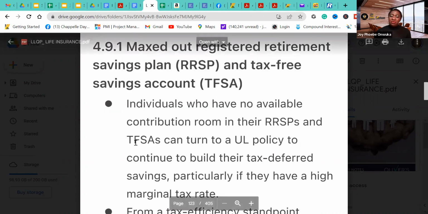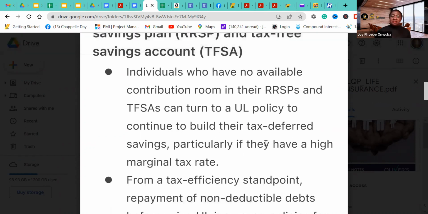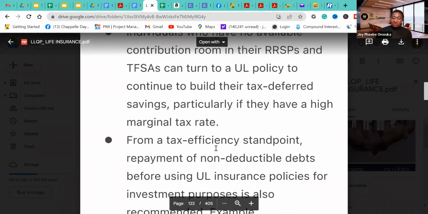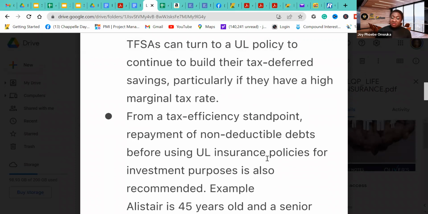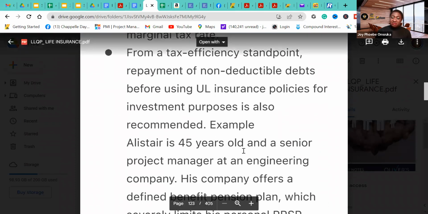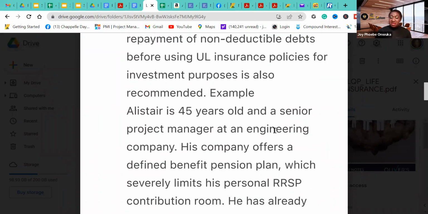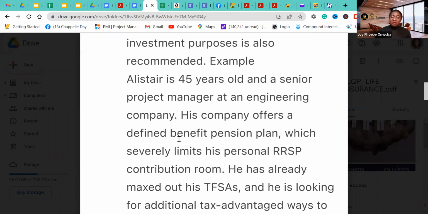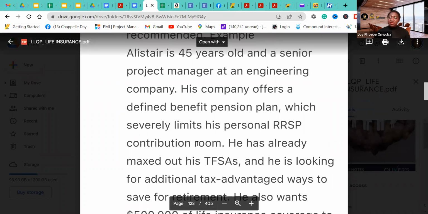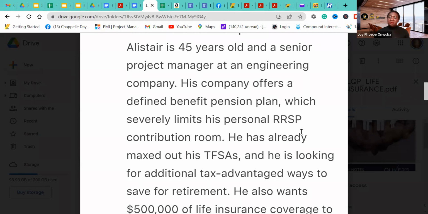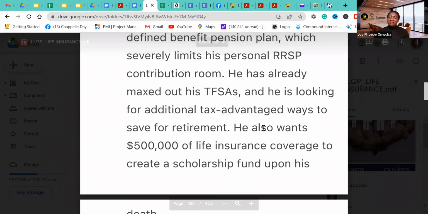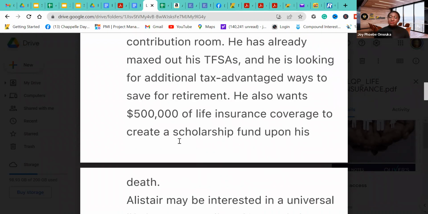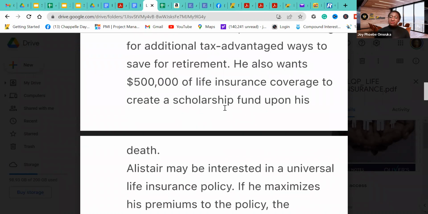Individuals who have no available contribution room in their RRSP and TFSA can turn to a UL policy to continue to build their tax-deferred savings, particularly if they have a higher marginal tax rate. From a tax-efficient standpoint, repayment of non-deductible debts before using a UL insurance policy for investment purposes is also recommended. For example, Alistair is 45 years old and a senior project manager at an engineering company. His company offers a defined benefit pension plan, which severely limits his personal RRSP contribution room. He has already maxed out his TFSA and he is looking for an additional tax-advantaged way to save for retirement. He also wants $500,000 of life insurance coverage to create a scholarship fund upon his death.